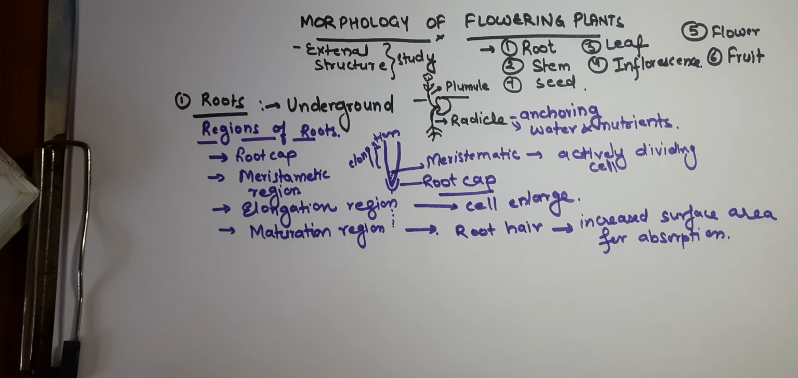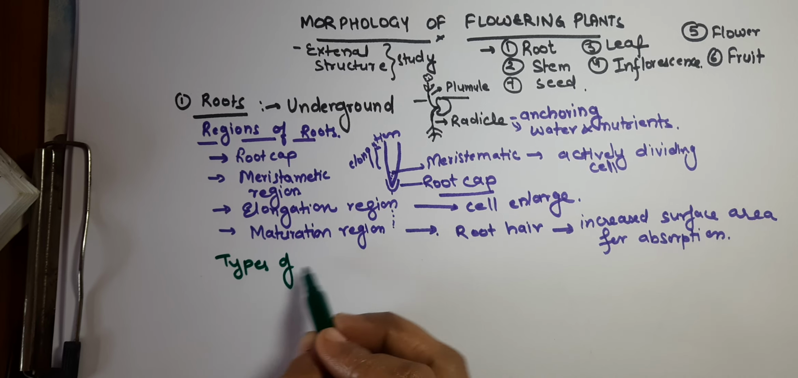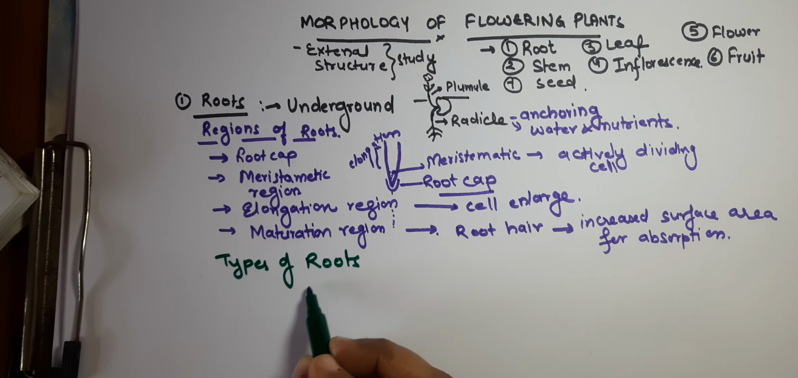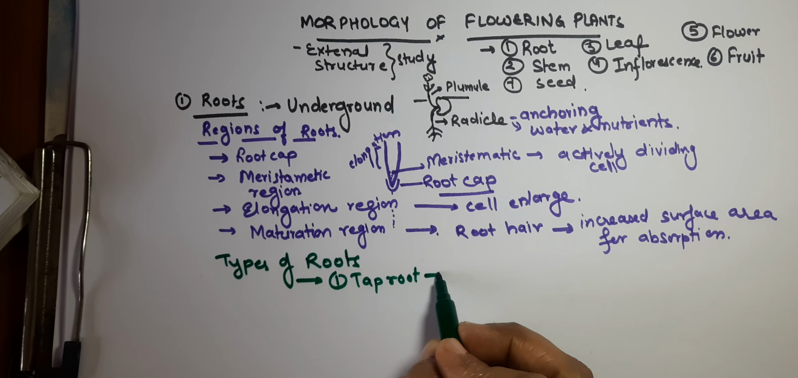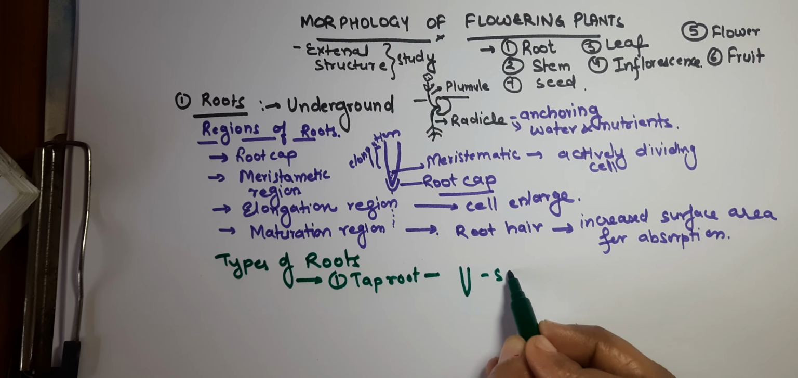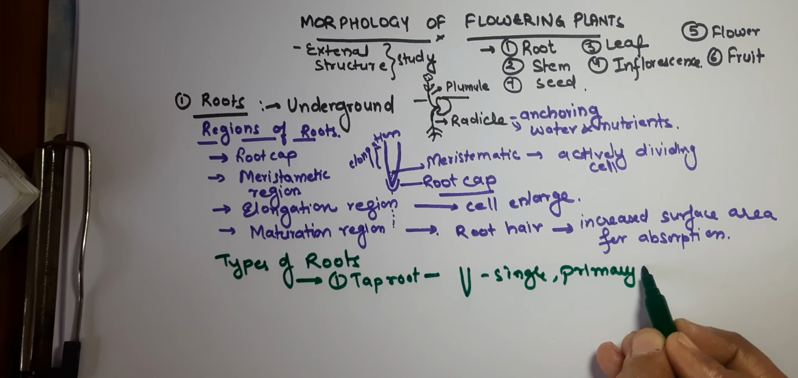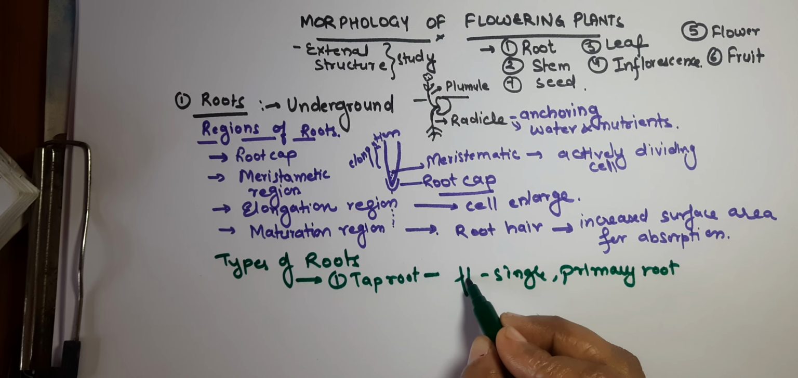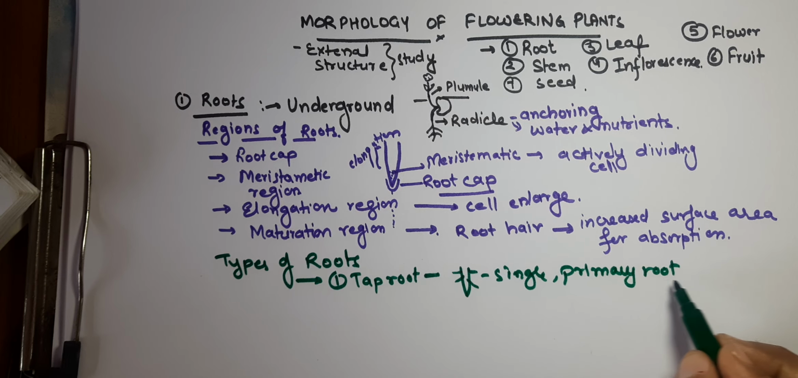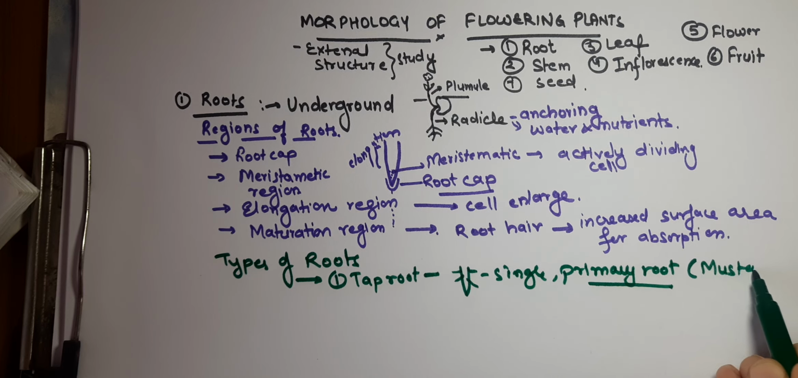Now let's quickly talk about the types of roots. So basically, students, there are three types of root. The first one is the tap root. In the tap root, there will be a single primary root, and there will be some lateral branches, but there will be only a single root. This kind of root system is observed in mustard.